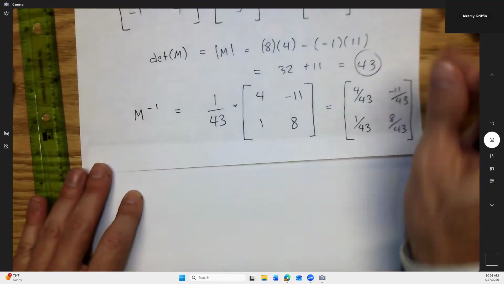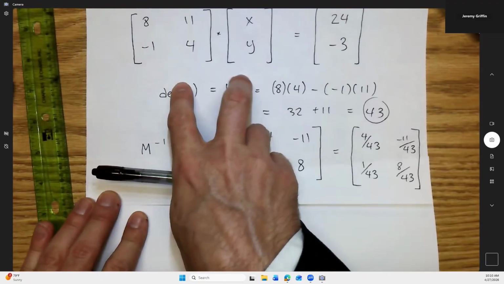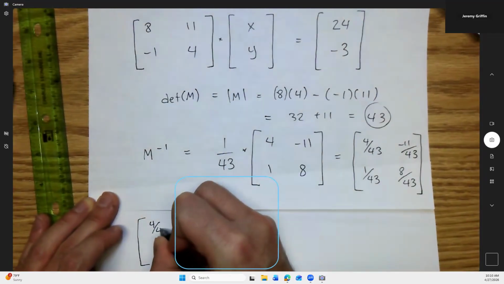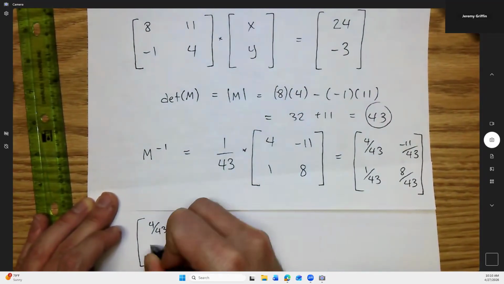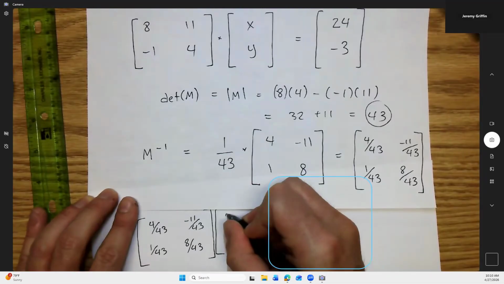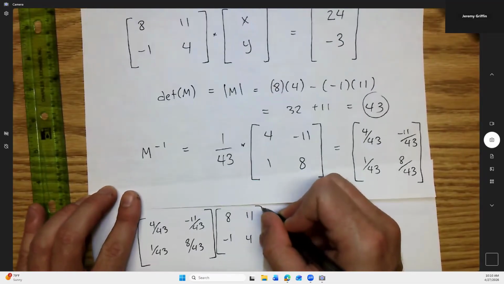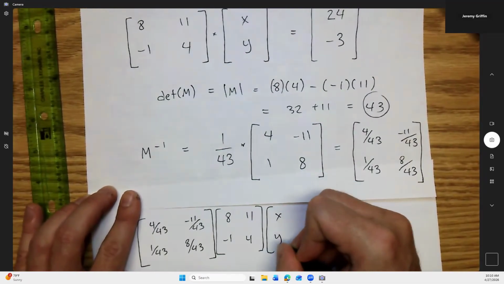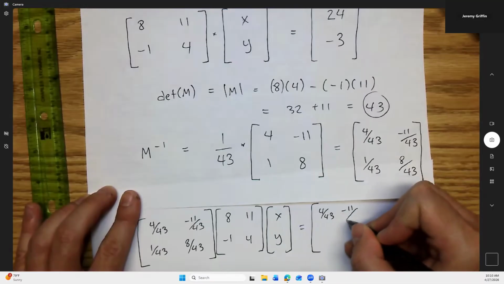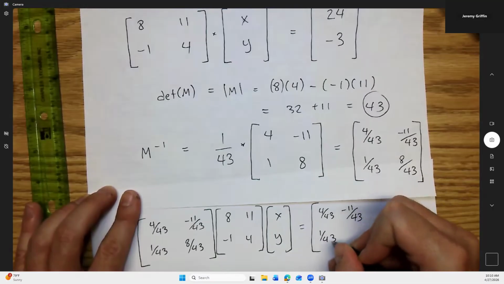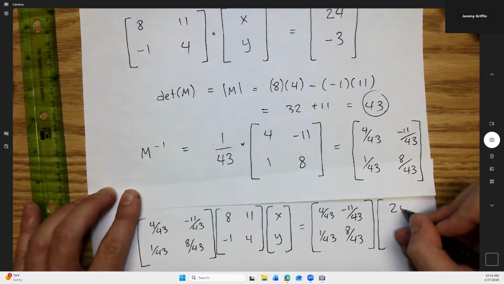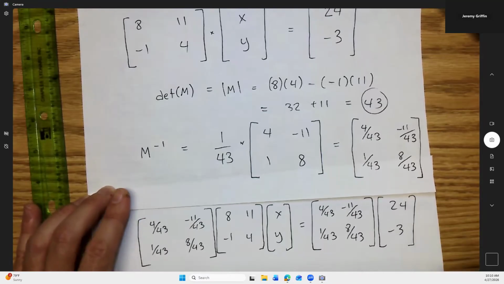Now let's take that reciprocal matrix and multiply both sides, for balancing the equation. So it's going to go 4 over 43, -11 over 43, 1 over 43, 8 over 43, times 8, 11, -1, 4, and xy, equals 4 over 43, -11 over 43, 1 over 43, 8 over 43, times 24, -3.